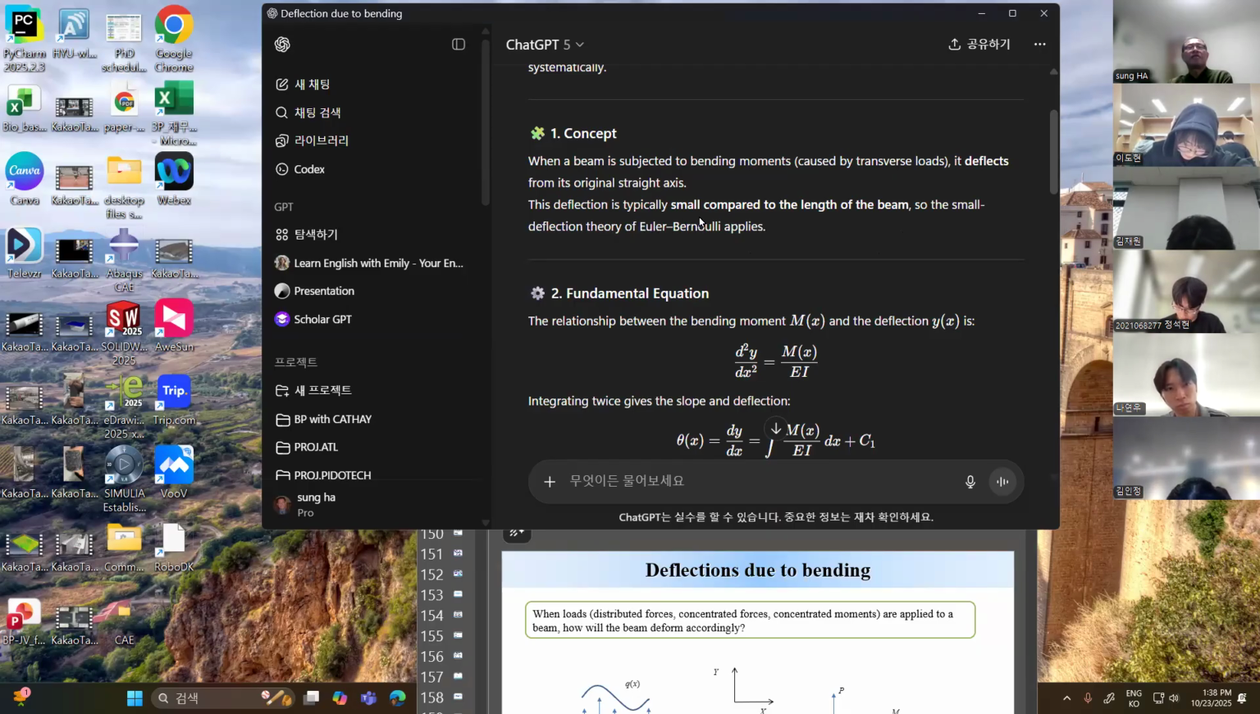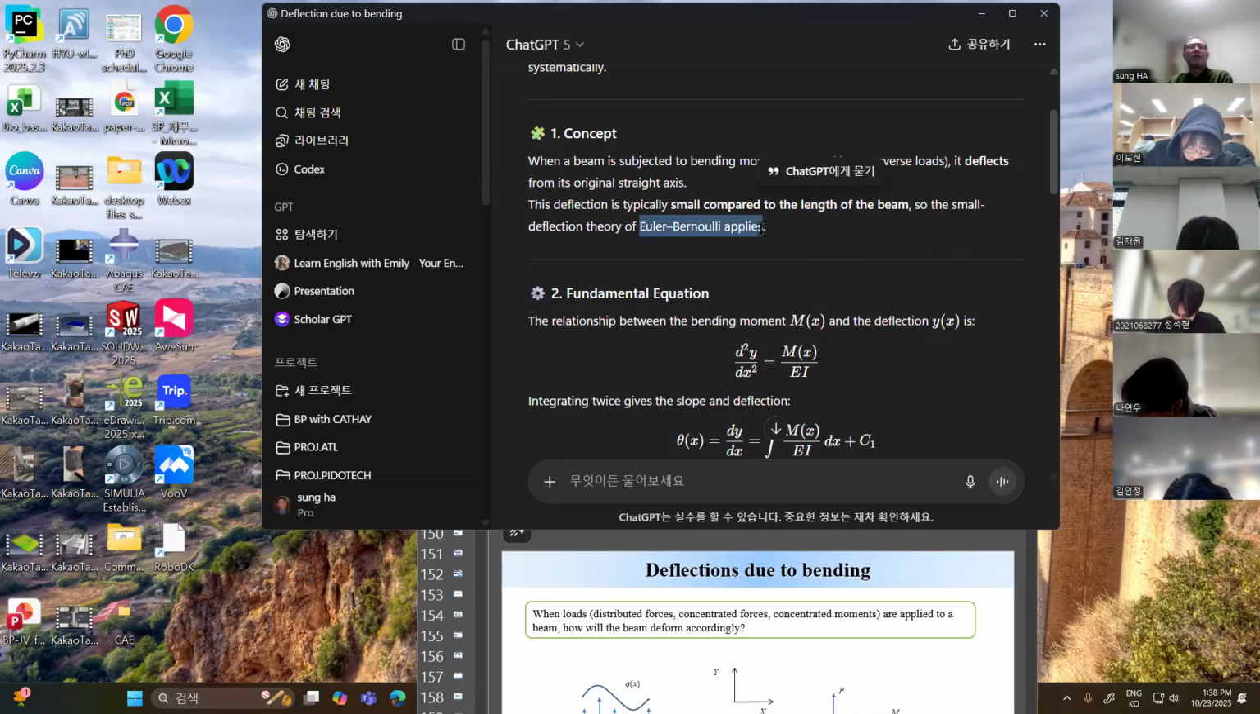This deflection is small, okay? This is the one word we need to pay attention to: small compared to the length. When we say small, we need a relative dimension. The relative dimension is the length, or more precisely, the thickness of a beam. So small means small relative to the thickness of the beam. So the small deflection theory of the Euler beam applies.